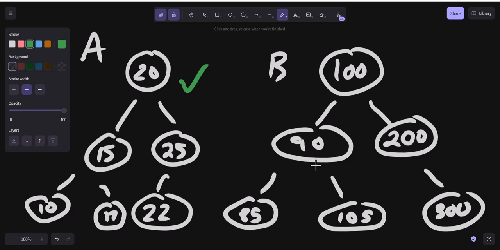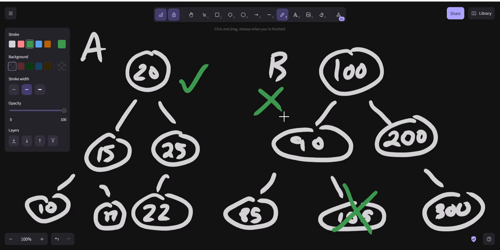105 is greater than 90, so it should be on the right hand of 90 on the right side. But 105 is greater than 100. So this node right here is not in the correct spot. This 105 is greater than 100, so it should be on the right-hand side of the tree, not over here. All right, so we don't even need to look at the rest of the nodes now, right? We found the node that was out of place, and it looks like B is not a binary search tree. It was very important to do this so that we understand what the rules are and you can identify what a binary search tree is.